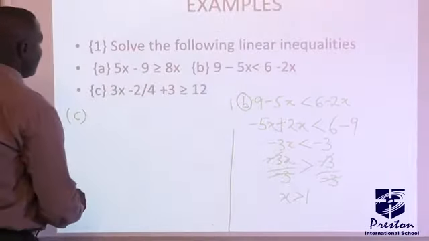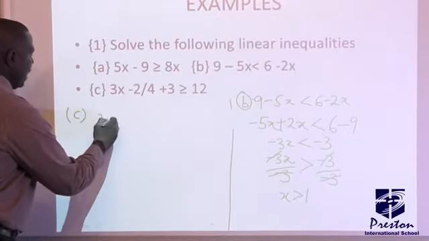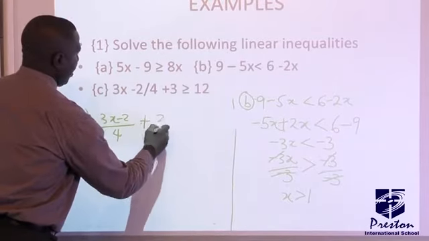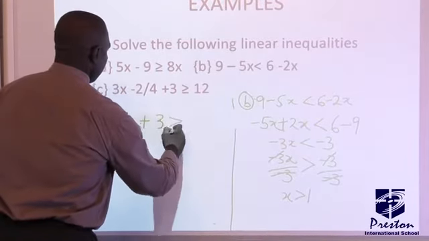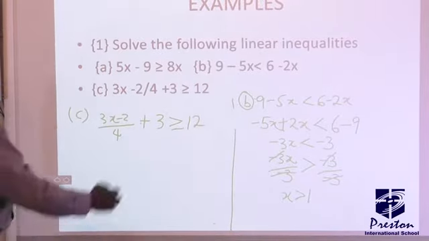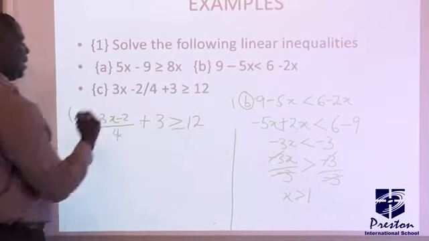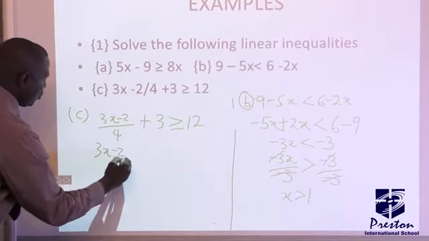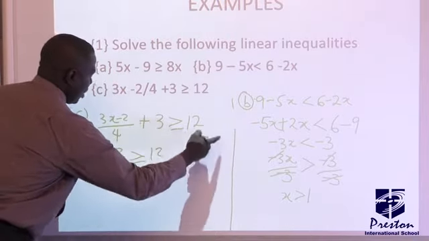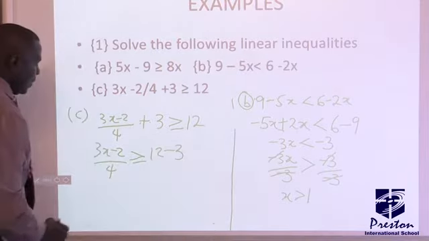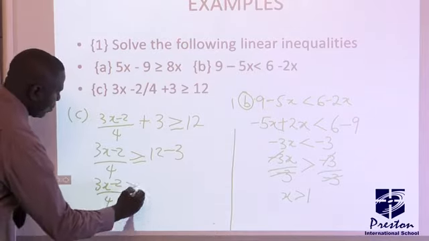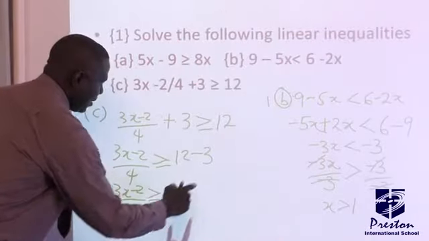Now I'm solving C. C now is a fractional form. 3x minus 2 all over 4 plus 3 greater than or equal to 12. So what you have to do here, since this is in form of fraction, you take plus 3 to the other side. You collect like terms. Then you have 3x minus 2 over 4 greater than or equal to 12 plus 3 to the other side will become minus. Then I have 3x minus 2 over 4 greater than or equal to 12 minus 3 will give you 9.